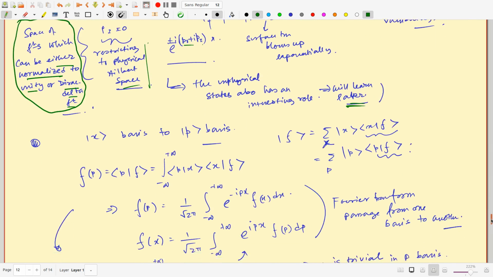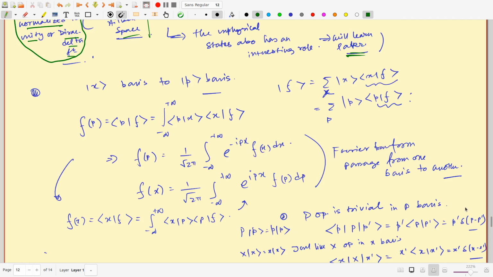Okay, now that we have understood all this, we can recall what we learned in the lecture: this x basis to p basis business can be seen as a Fourier transformation. This is a repetition of what we already learned, and by now you must have already guessed what this is going to be. So we realize that the vector f can be expanded either in the x basis or the p basis, and in the function form this becomes this. This is nothing but the Fourier transform, which allows the passage from one basis to another.